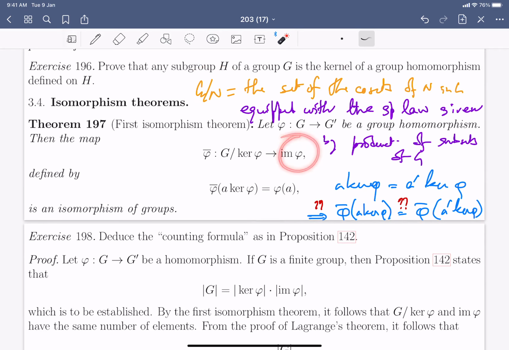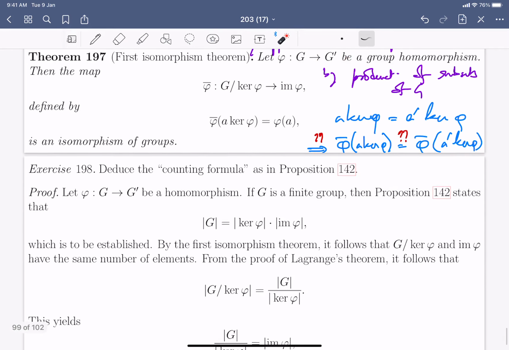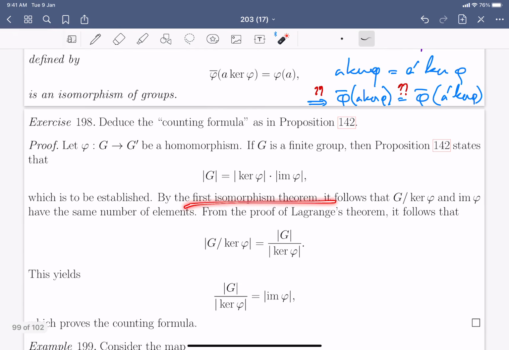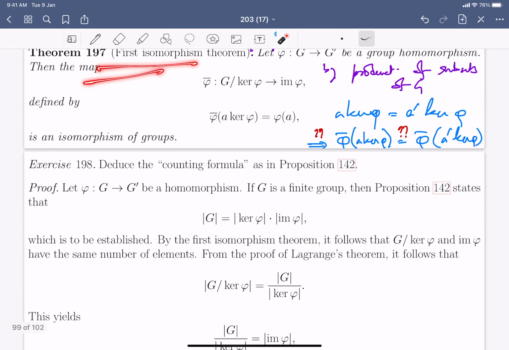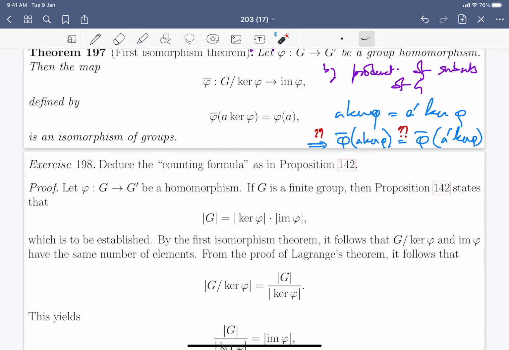Okay, the image of a group homomorphism is also a group, a subgroup of G prime. So these two are groups. And the first isomorphism theorem, which is this theorem here, says that this map that we have defined is an isomorphism of groups. So these two groups have to have the same order, or the same cardinality.